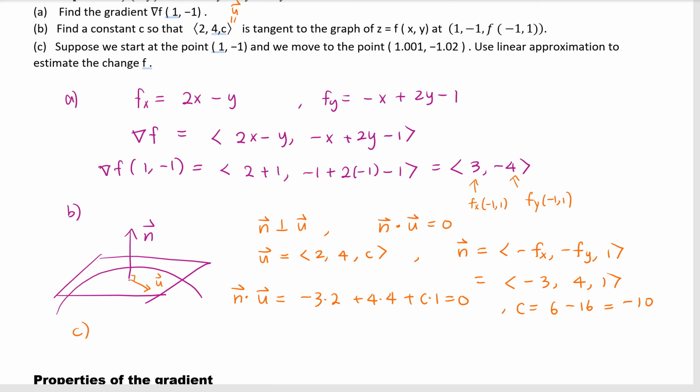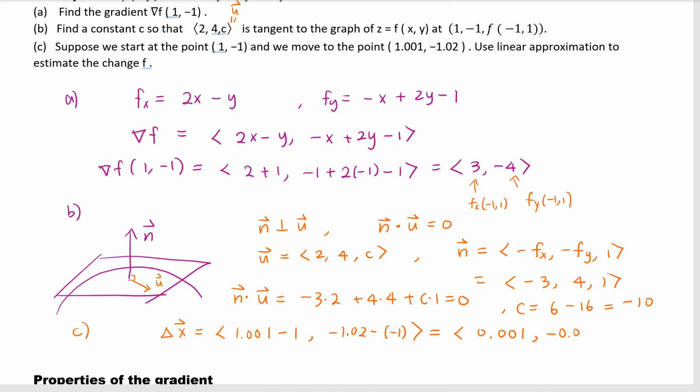Alright, how about part C? Suppose we start at a point and we move to another point. Use linear approximation to estimate the change. Okay, so what is the run vector? We use the final point minus the initial point. So that's change in x and change in y. So 1 minus that is 0.001, and this guy, minus -1 is like +1.